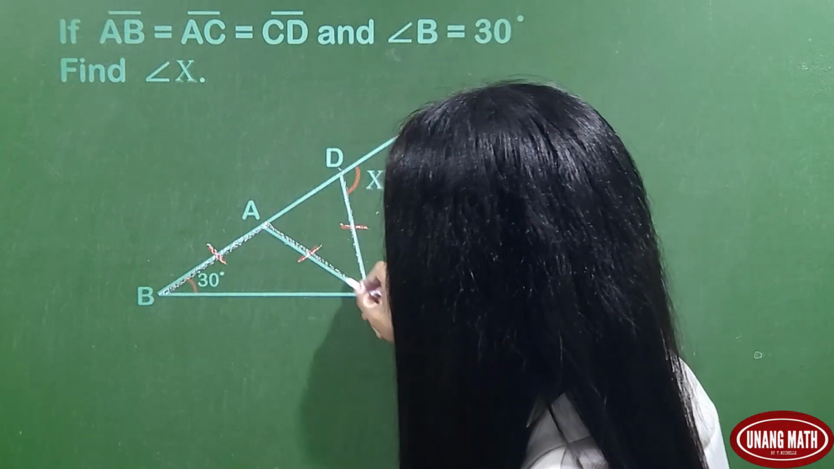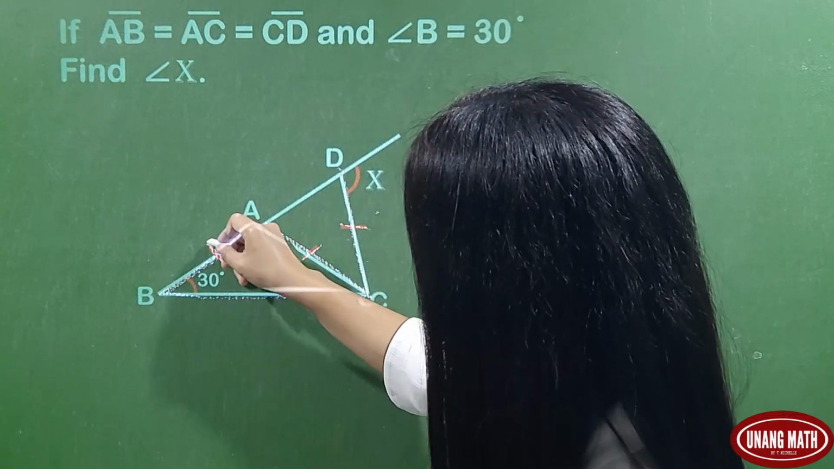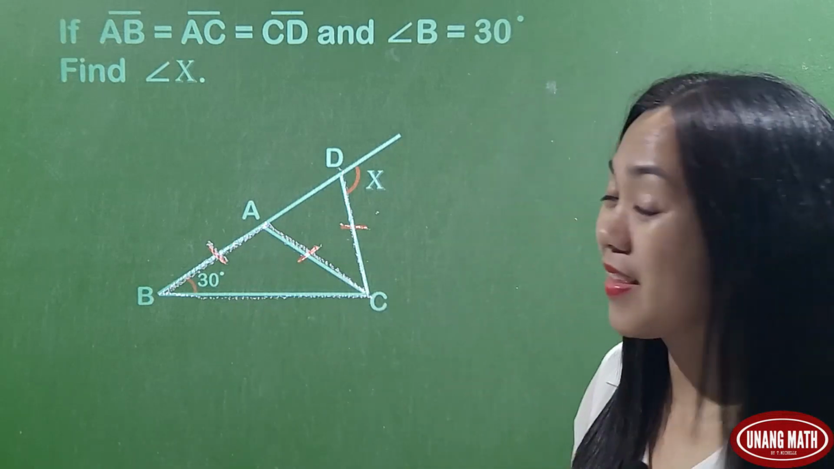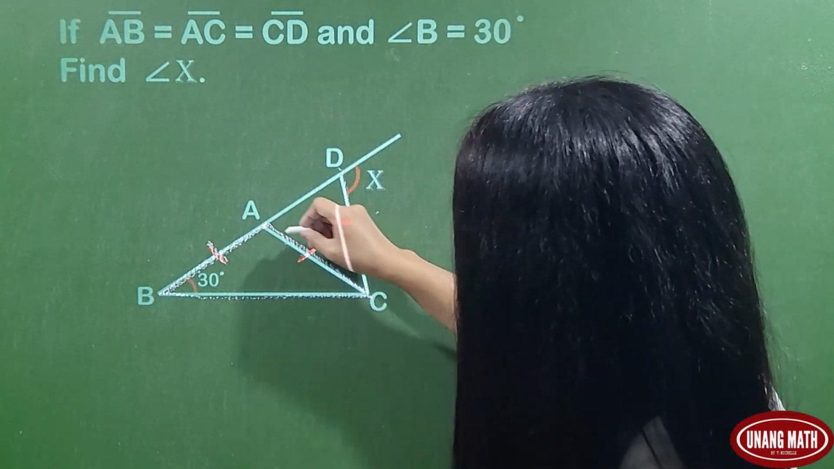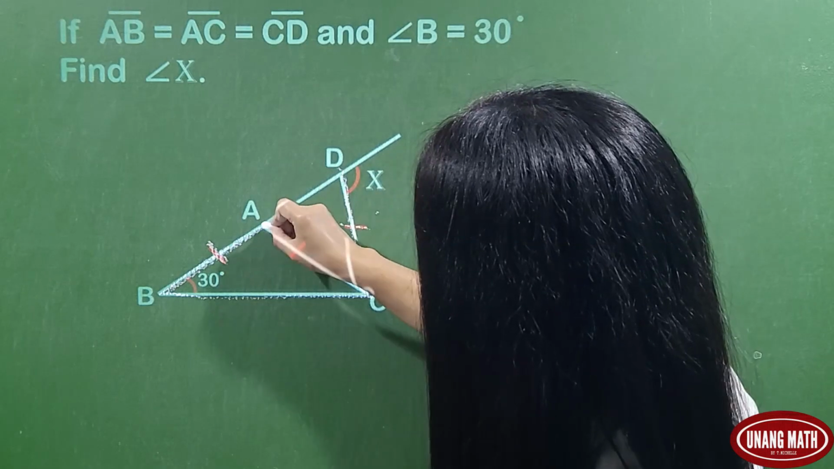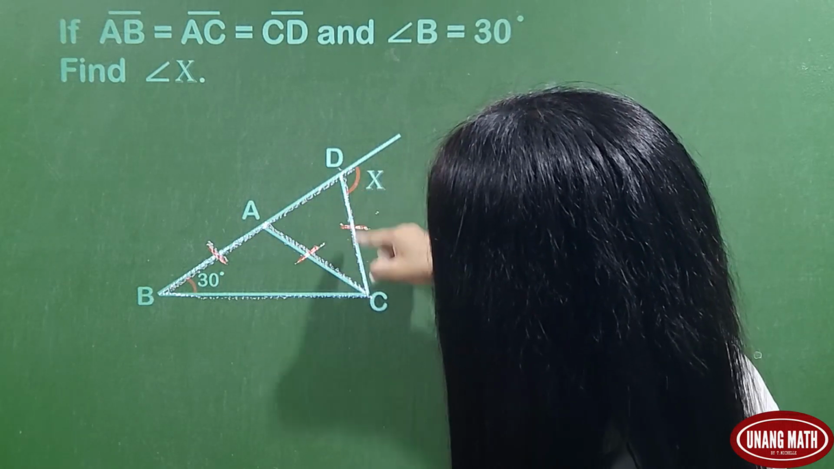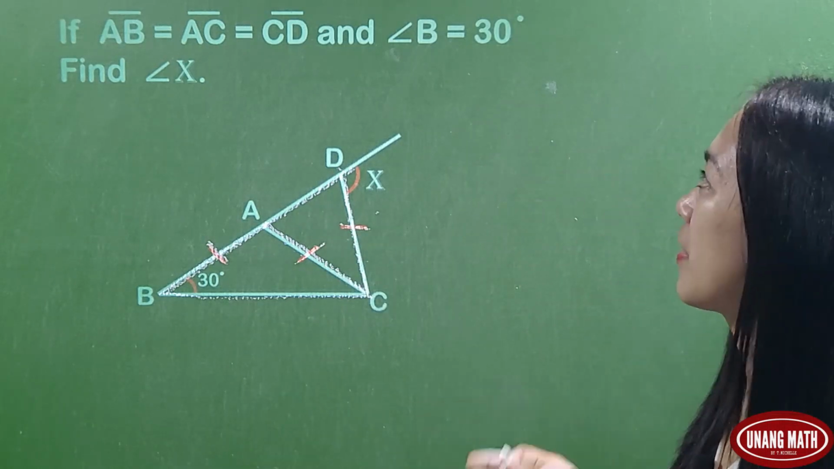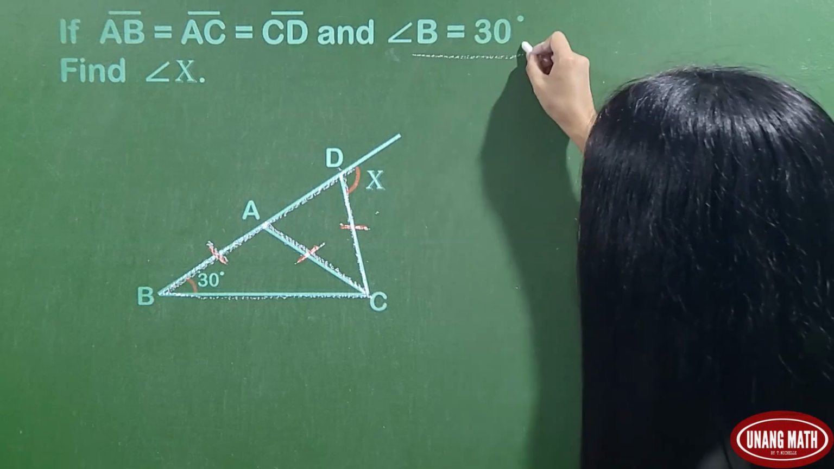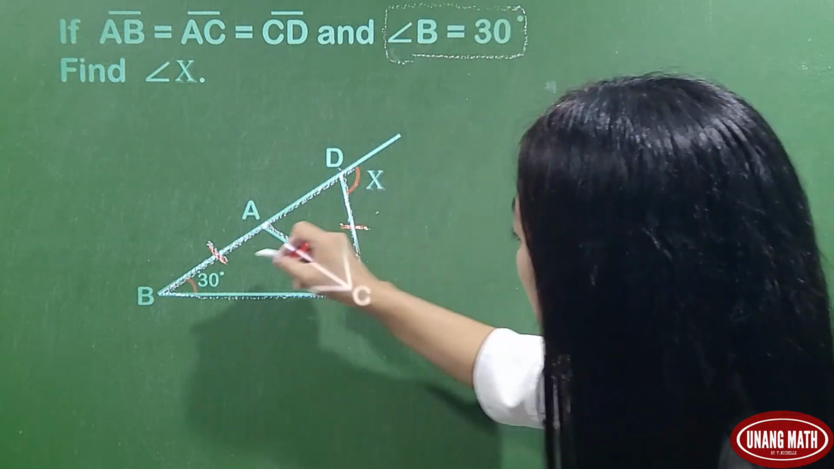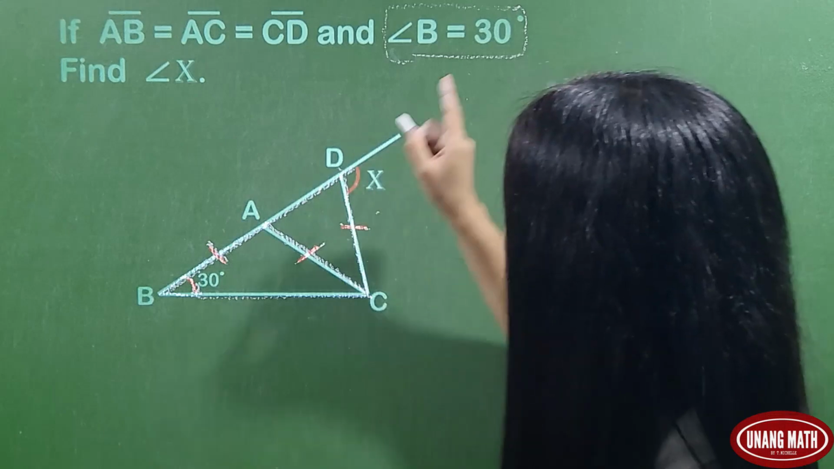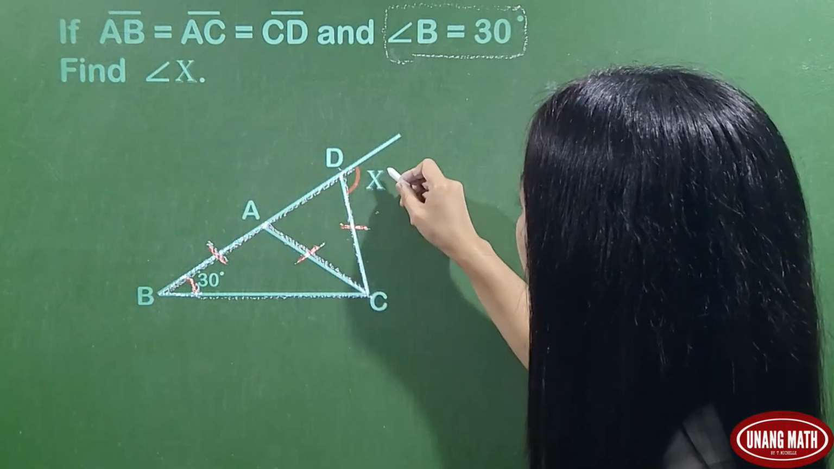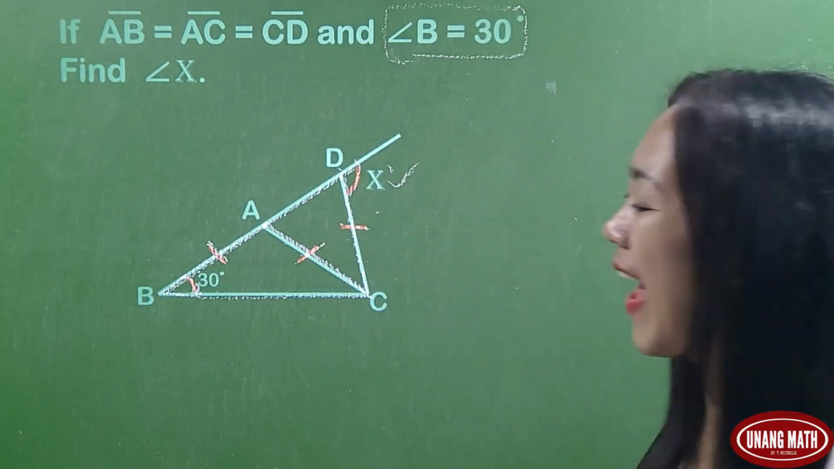Okay, this is a triangle. If these two sides are equal, then that means this is an isosceles triangle. Okay, this is also another triangle. And these two sides are equal in measure. So it means this triangle is also an isosceles triangle. Okay, there is a given that angle B or this angle is 30 degrees. So our task is to find angle X or this angle.